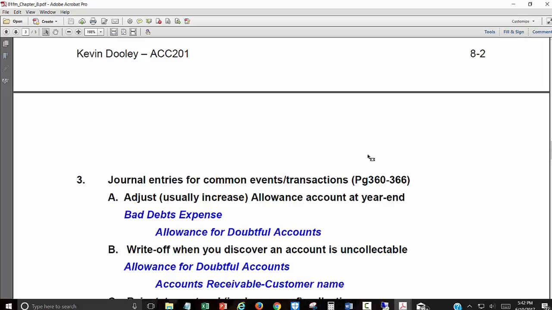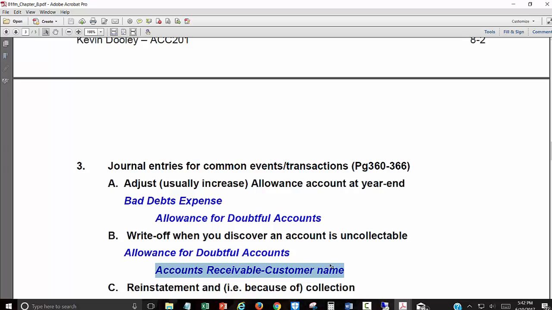Secondly, when we actually write off an account receivable, discover that it's uncollectible and make it go away, we debit the allowance for doubtful accounts to compensate for us crediting accounts receivable for that particular customer. So now we will not even consider that we're getting anything from that customer because we've determined that they're uncollectible.